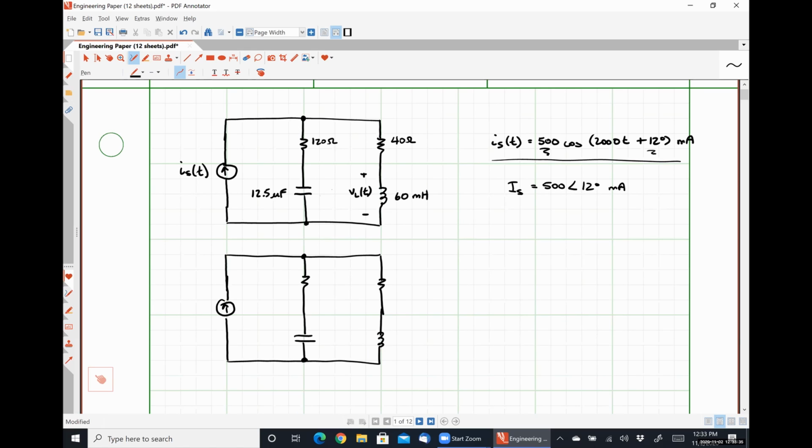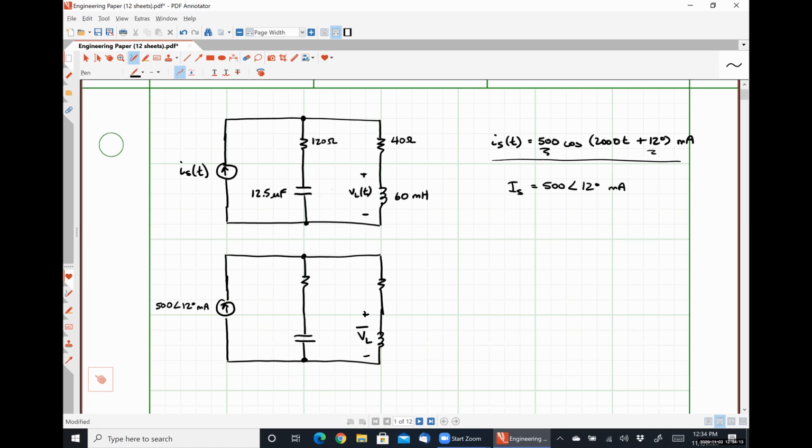So our function was a cosine function. We didn't need to apply any trig identities or anything like that. Literally, we're taking the magnitude and the phase angle, and that's the only information we are carrying along into our frequency domain analysis. So we're going to have 500 angle 12 degrees milliamps goes here. For those of you that watched the video, hopefully most of you did. We're also going to have some phasor voltage, which I'm just going to call VL with a bar over it to let us know that that's going to be a complex number.